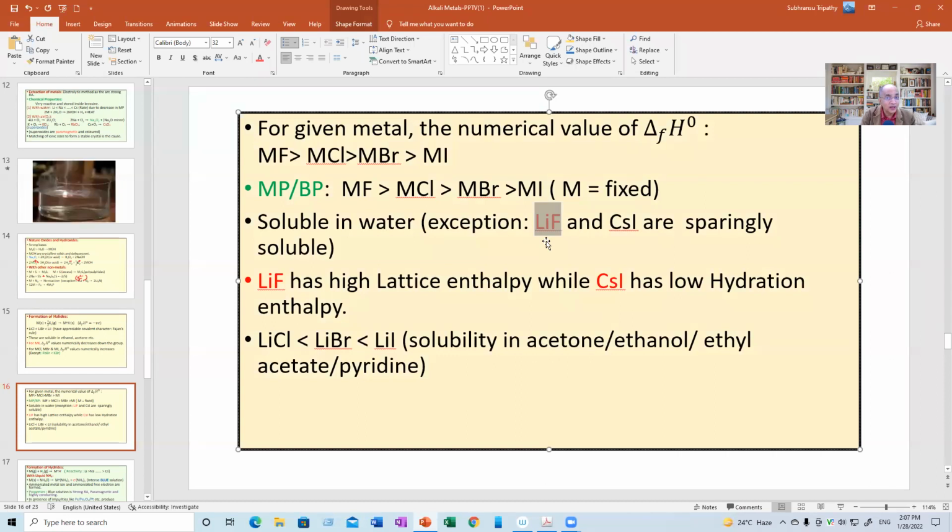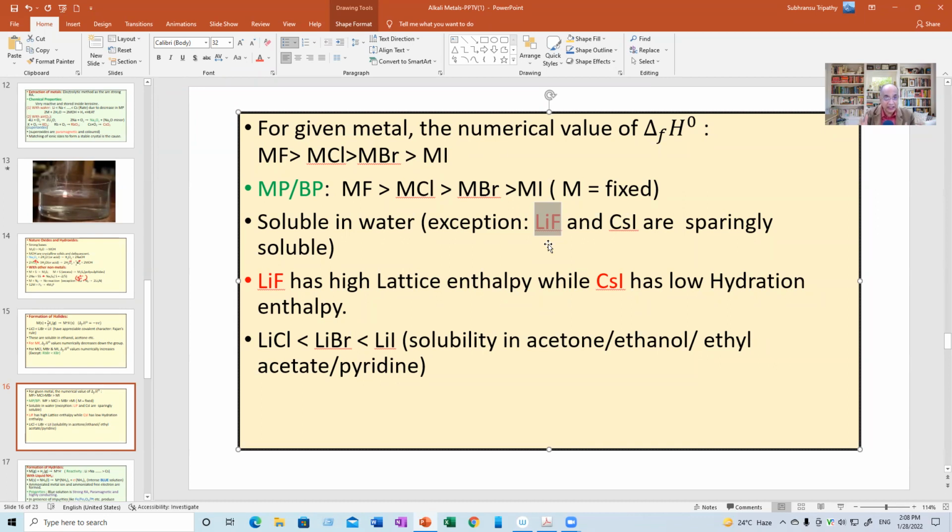Sparingly soluble. I think I did tell you in thermodynamics that solubility depends on the delta G factor. The lowering of free energy is required. Many times it doesn't happen because the entropy term, even if it is very encouraging, the entropy increases. That is an encouraging factor for spontaneity.